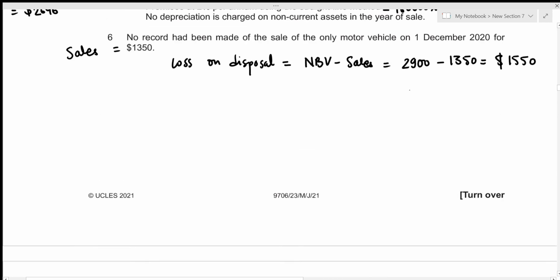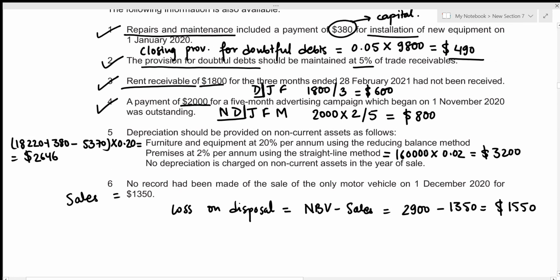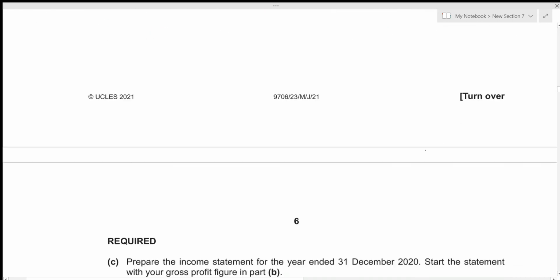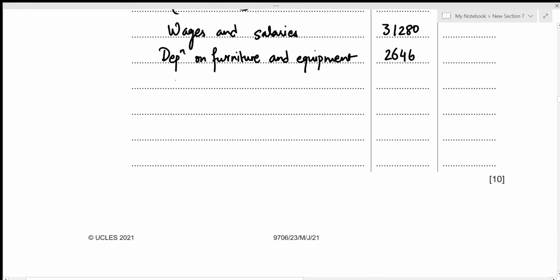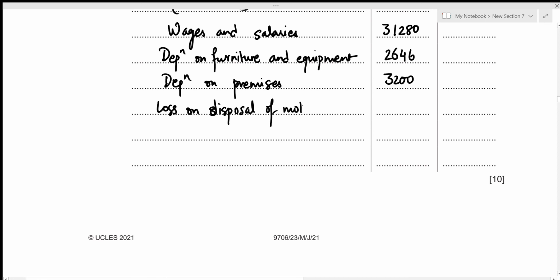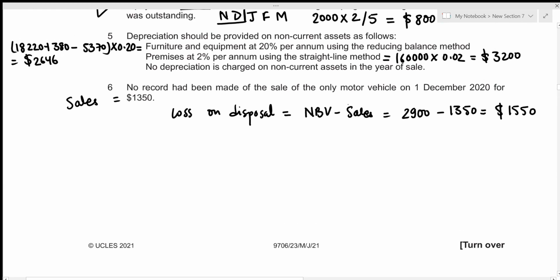Let's look for the depreciation on premises. It had the value of 3,200. Let's write that down. 3,200. Lastly, we have the loss on sale of motor vehicles. So that's loss on, we can write it down as disposal of motor vehicles. Let's look for the value. That was 1,550. Let's write that down.